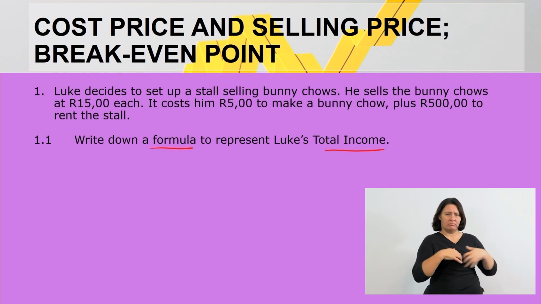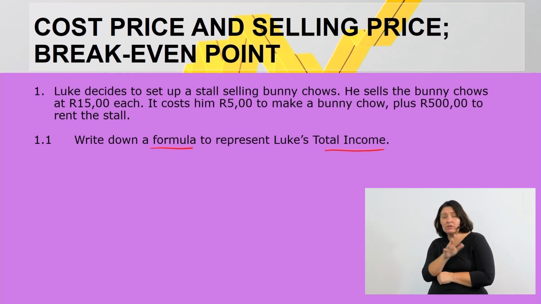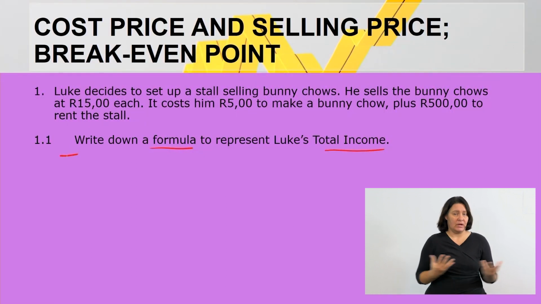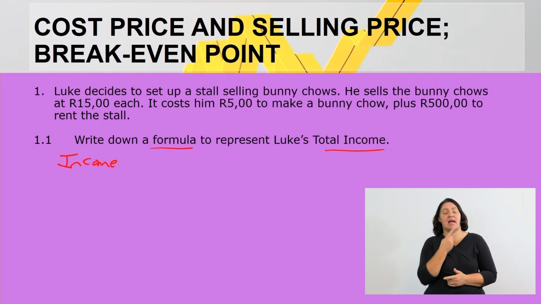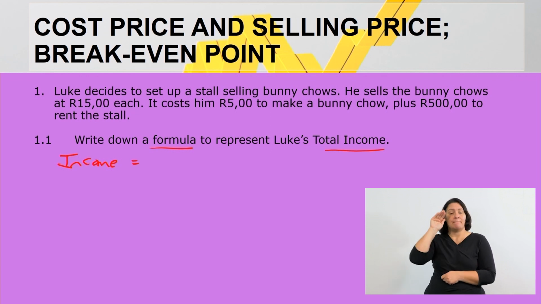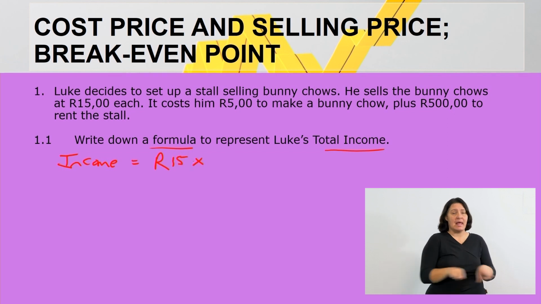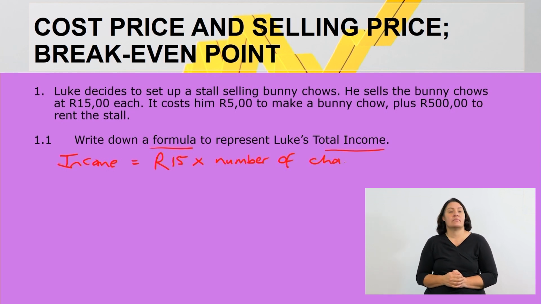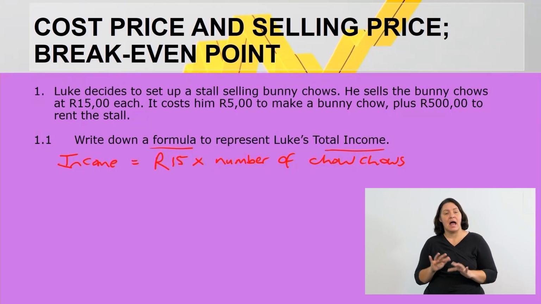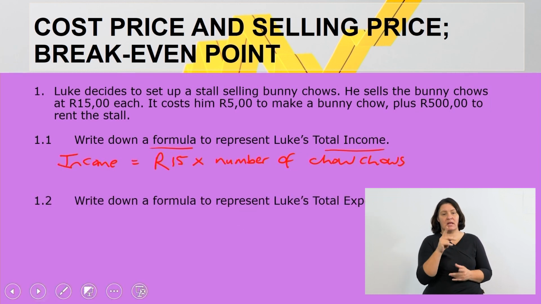All right, so remember, if I look at this, we want to know the total income. So I'm just going to write it as income. So how will we get the income? Remember, he's selling the bunny chows at 15 Rand each. So therefore, I'm going to say income equals 15 Rand multiplied by the number of bunny chows. Okay, I'll write that down. So that will be how we'll calculate this income, right? So 15 Rand per bunny chow that's going to sell.